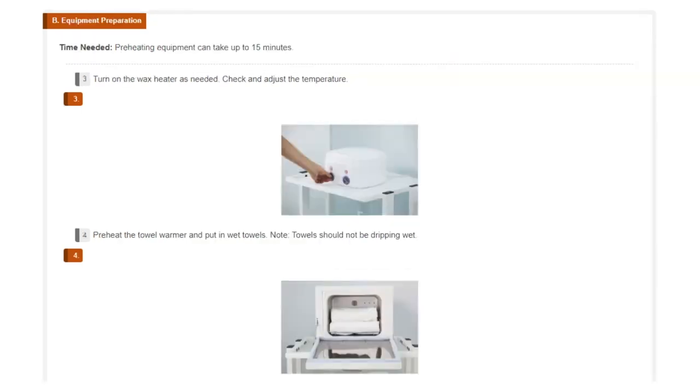B. Equipment preparation. Time needed. Preheating equipment can take up to 15 minutes. 3. Turn on the wax heater as needed. Check and adjust the temperature.